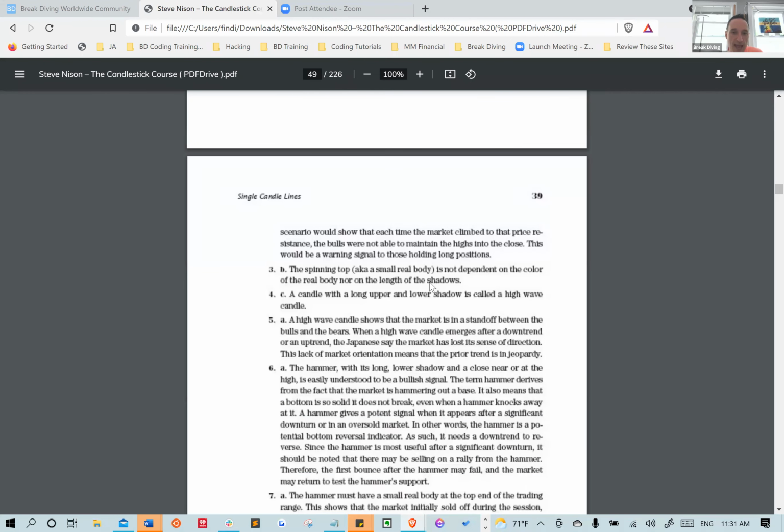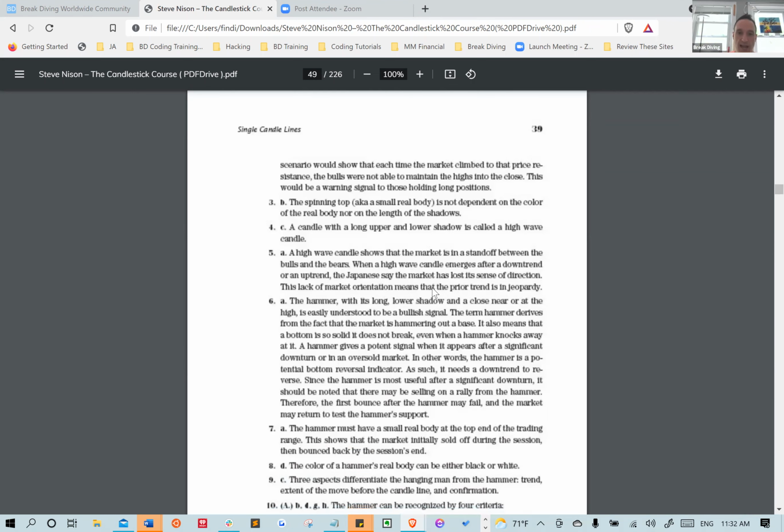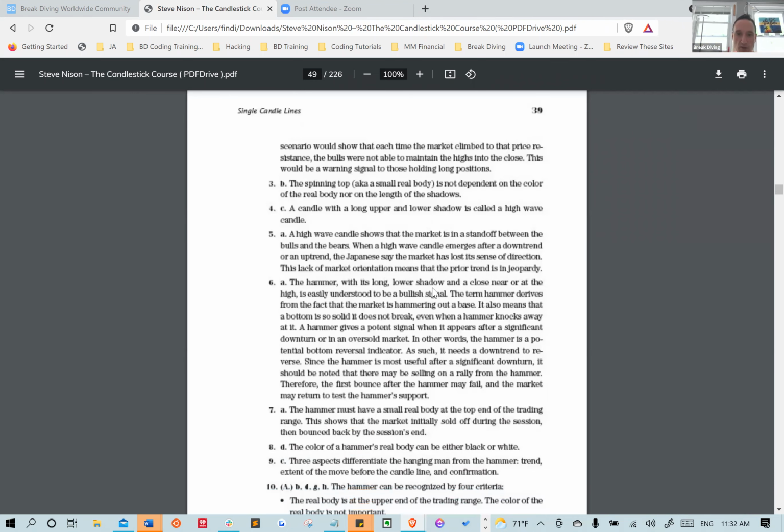A candle with a long upper and lower shadow is called a high wave. Good. A high wave candle shows that the market is in a standoff between bulls and bears. When a high wave candle emerges after a downtrend or an uptrend, the Japanese say the market has lost its sense of direction. This lack of market orientation means the prior trend is in jeopardy.